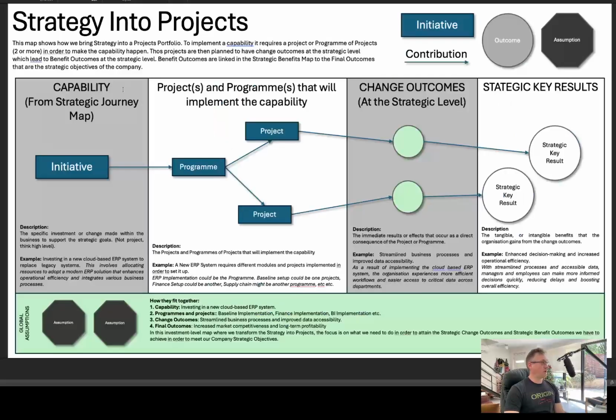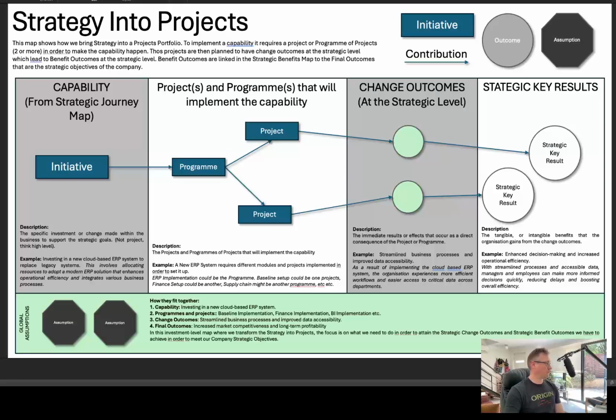Cool. And then we go into turning strategy into projects. So this is where you take your strategic key results. So this is no longer your outcomes. This is actually strategic key results. And then you map that down to your change outcomes at your strategic level. And then what programs and projects will implement that capability that you need in order to get those change outcomes. This is where you start to get into the planning of how you build out that project portfolio.